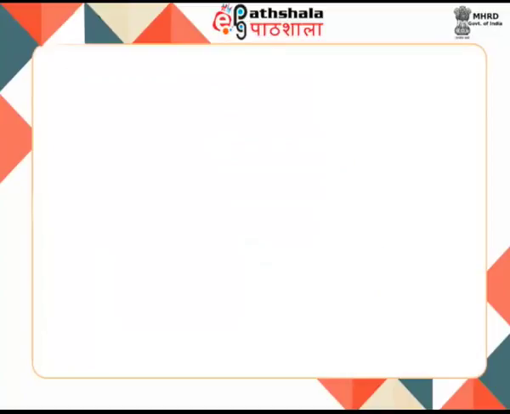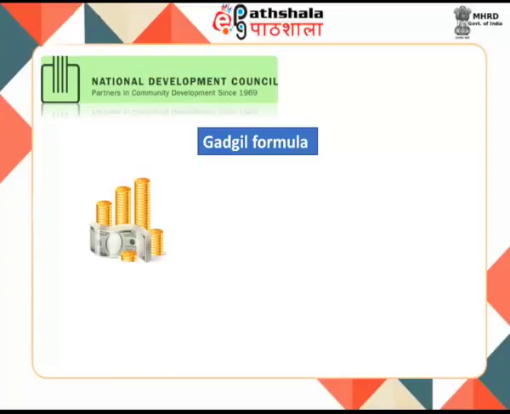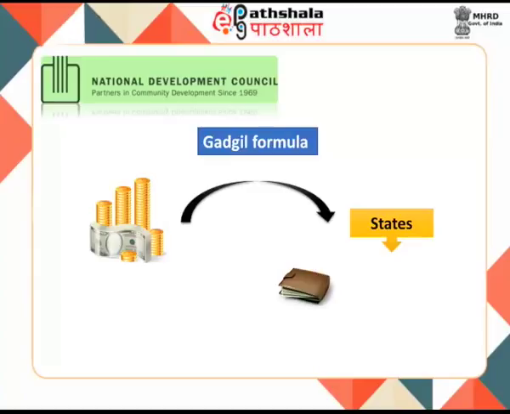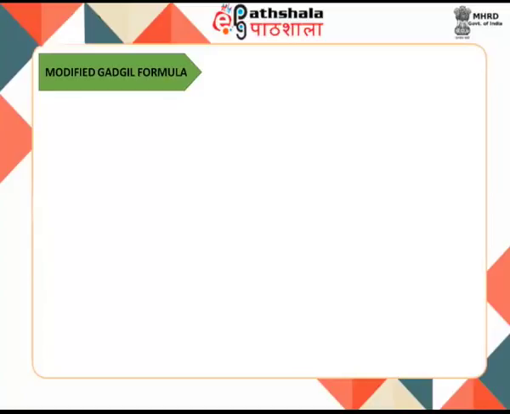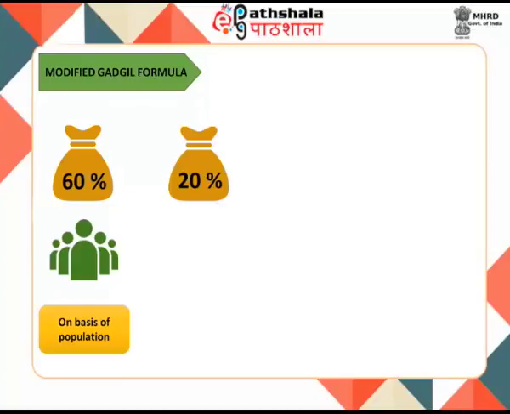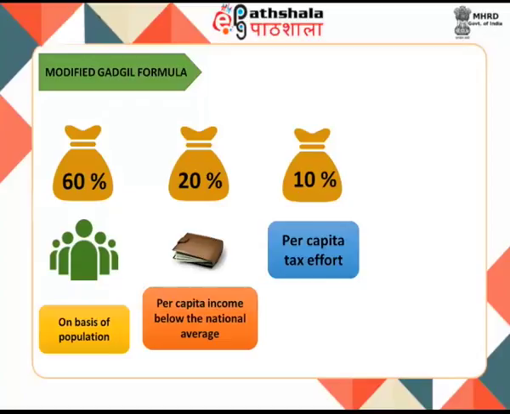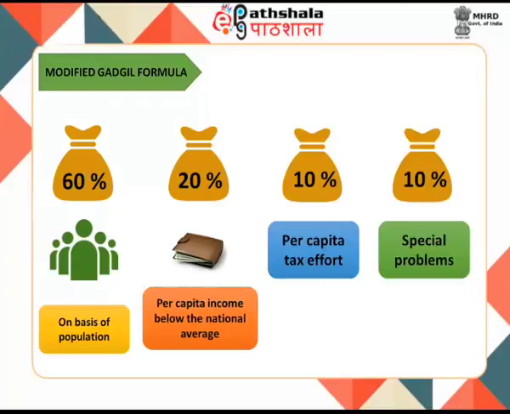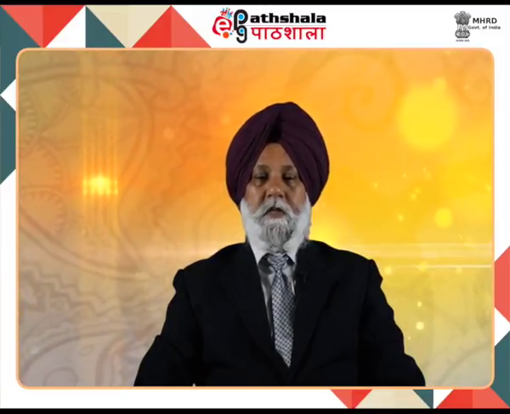In August 1980, the National Development Council accepted a modified Gadgil formula, raising the percentage of resources to be transferred to the states whose per capita income was less than the national average from 10% to 20%. Under the modified Gadgil formula, 60% of the assistance is to be given on the basis of population, 20% to the states having per capita income below the national average, 10% on basis of per capita tax effort, and 10% for special problems. It is necessary to enlarge the very quantum of resources transferred from the center to the states.